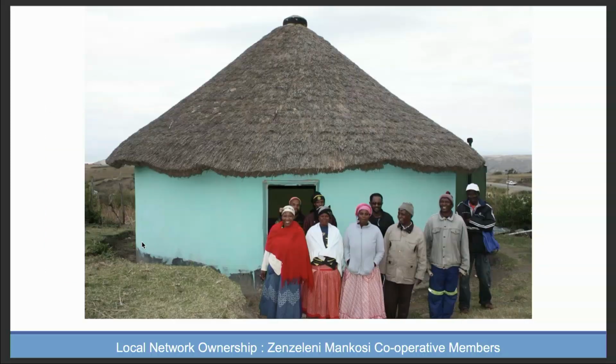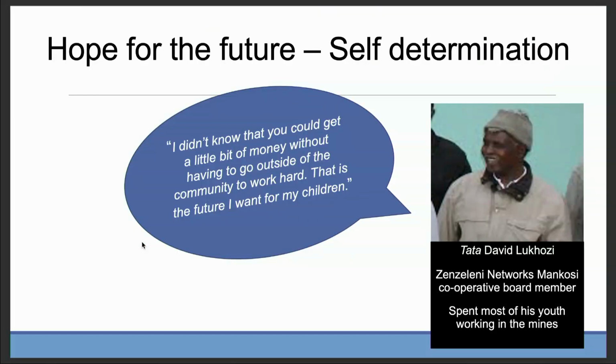In the first round of the project, the first idea of the project, was to seed a local ISP, a local cooperative, registered, that would have a network and have an exemption from ICASA to operate a network. But importantly, regarding the start of the network, and we have plenty of evidence of this, this is Tata David Lukosi, a cooperative board member.